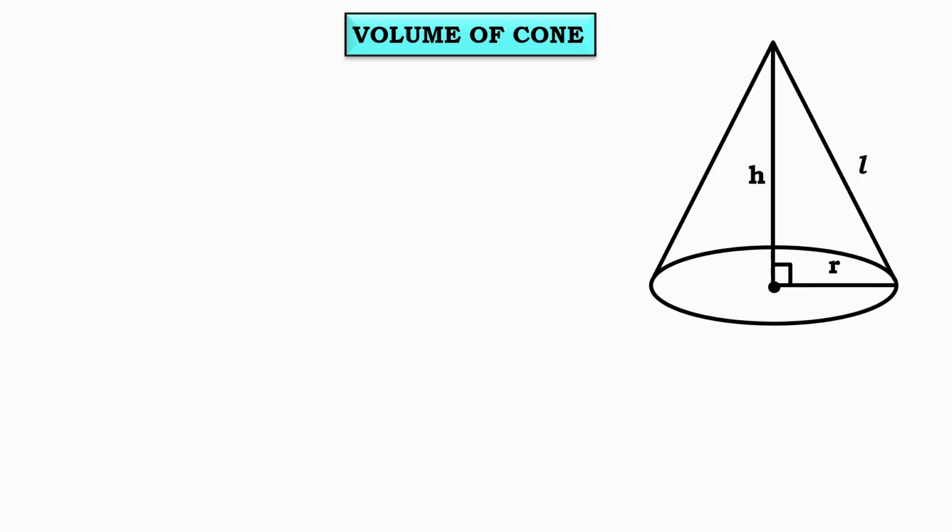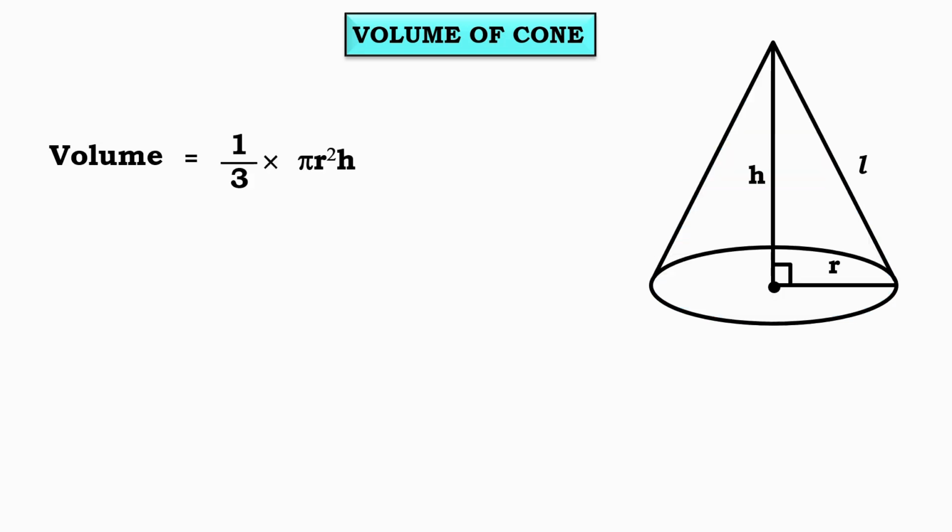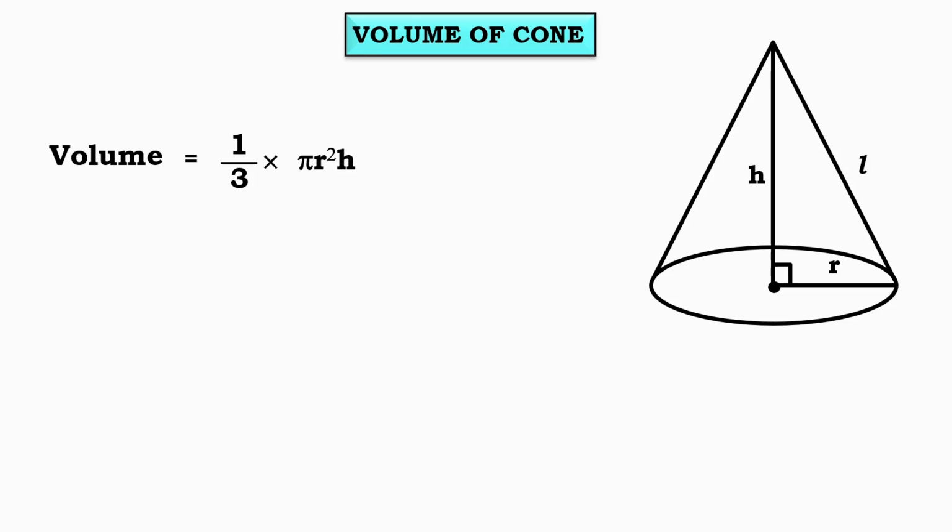Now the volume of the cone. What is the formula for the volume of the cone? So the volume of the cone is 1 by 3 into pi r square h. Okay, that is the volume of the cone.